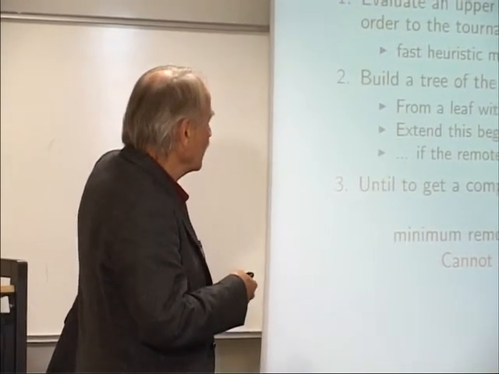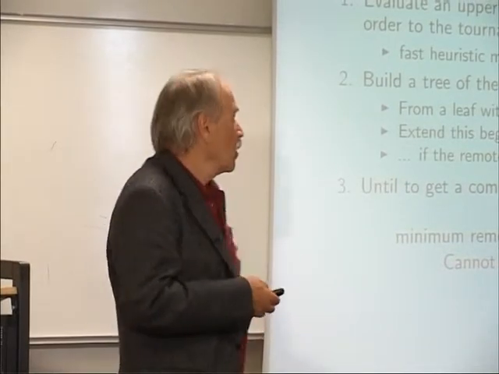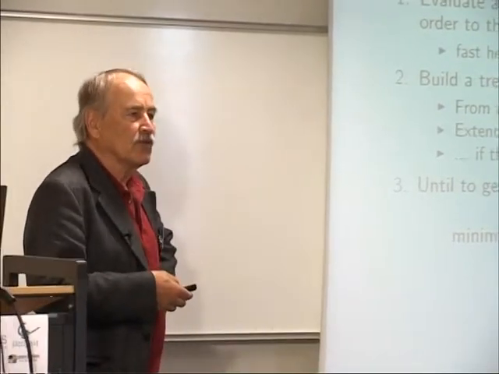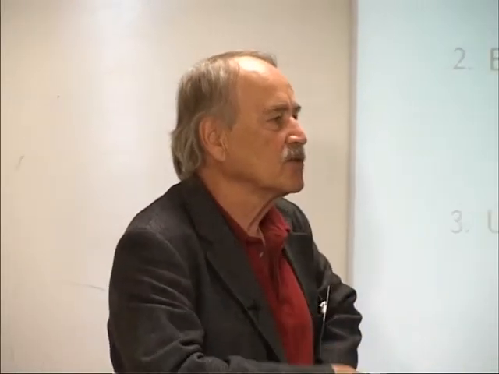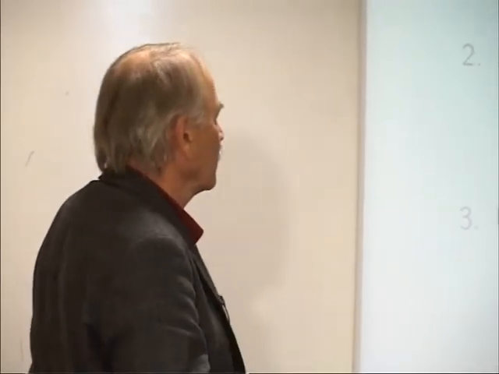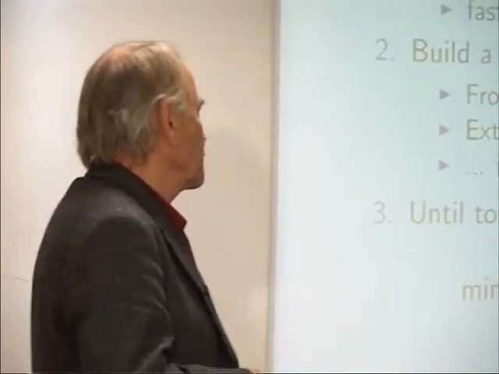So a branch and bound algorithm begins by establishing an upper bound for the remoteness of an order to the tournament. This is done by heuristic methods. You test some orders and you compute the remoteness, and finally you keep the smallest one, which is an upper bound for the remoteness of an order to this tournament.